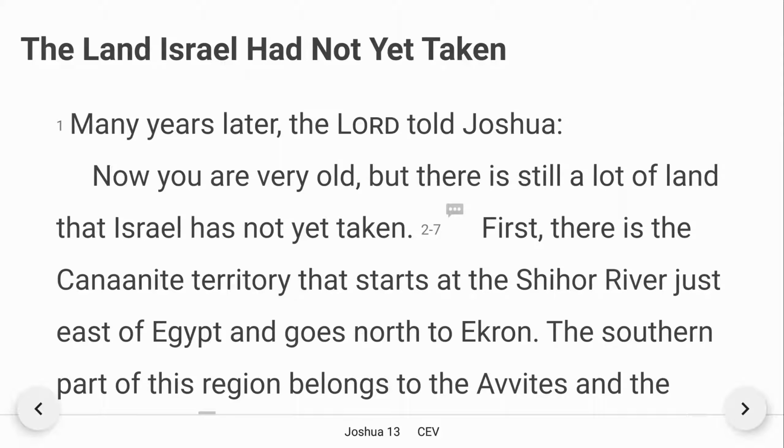Joshua 13. The land Israel had not yet taken. Many years later, the Lord told Joshua, "Now you are very old, but there is still a lot of land that Israel has not yet taken. First, there is the Canaanite territory that starts at Shihor River just east of Egypt and goes north to Ekron.